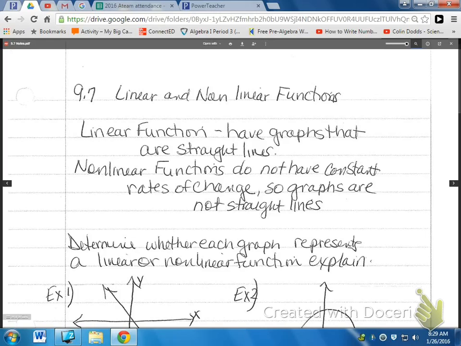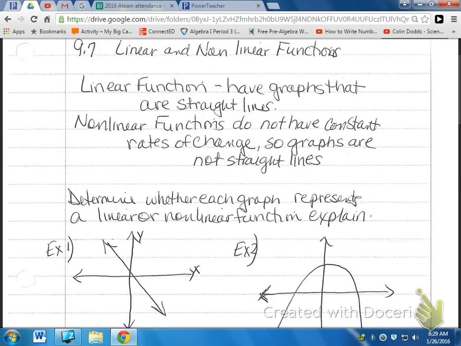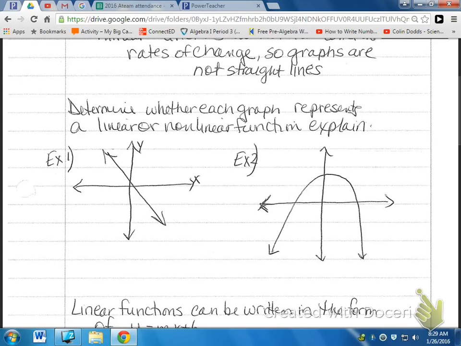There's three different ways that you could be given functions and you have to determine if they're linear or nonlinear. Probably the most simple would be a graph of it, and it says determine whether each graph represents a linear or nonlinear function. Well, if you look at this example 1, you think that is linear or nonlinear? Linear. Dakota? Linear. Yeah, because why, Dakota? Because it's straight up and down. Linear, and you would say because it makes a line.